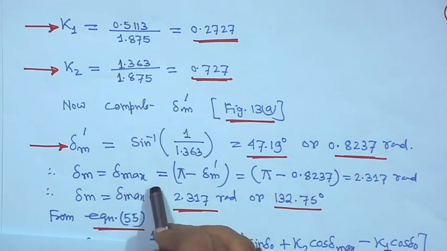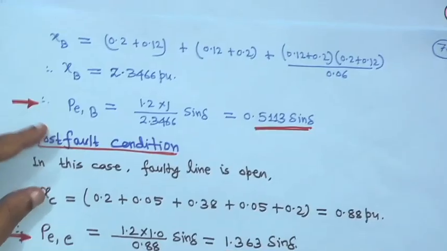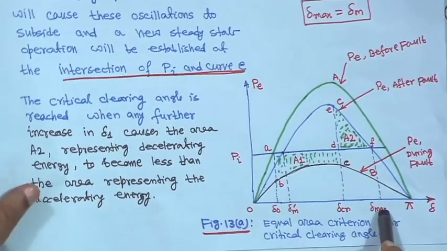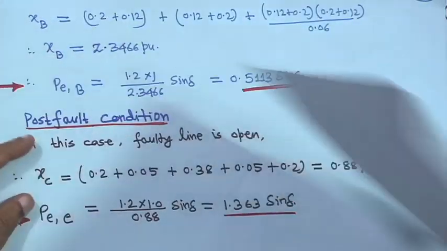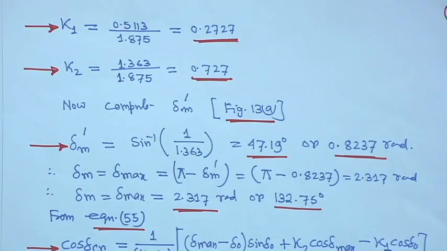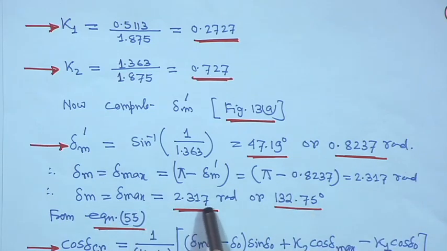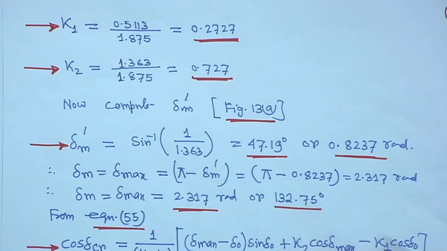Now, delta m, which is delta max, is equal to pi minus delta m dash. So, we get delta max is equal to 2.317 radian, that means delta m is equal to delta max is equal to 2.317 radian or 132.75 degree.